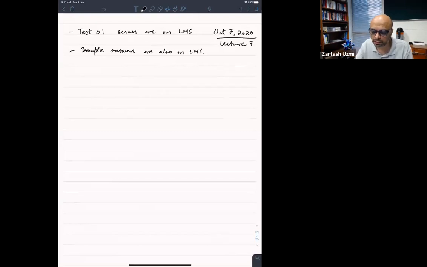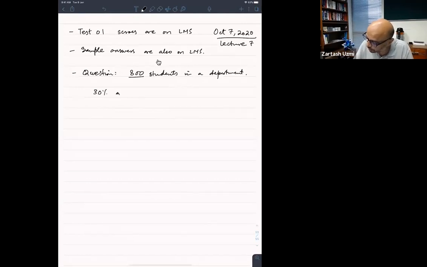The TAs are telling me that several students have asked questions about that engineering department question, and I will very quickly go over that. This was the question about students in a department. Let's say you have 800 students in a department, and everyone was given, though this number might have been different for every student, that 30% are taking maths, and 40% are taking applied probability. So how many students are taking maths?